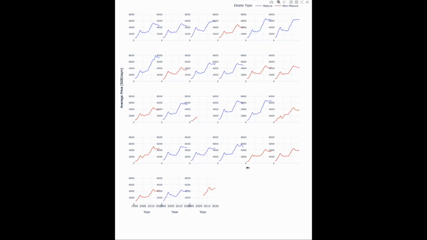Breaking this down by town, we can see each area's trend line very clearly. By using unified axis scales for both year and price range across all subplots, it enables fair cross-town comparison. Mature estates remain consistently high. For example, this central area is even at its peak. But non-mature estates, the red line in some towns such as Sengkang and Punggol, exhibit a steeper slope in price.